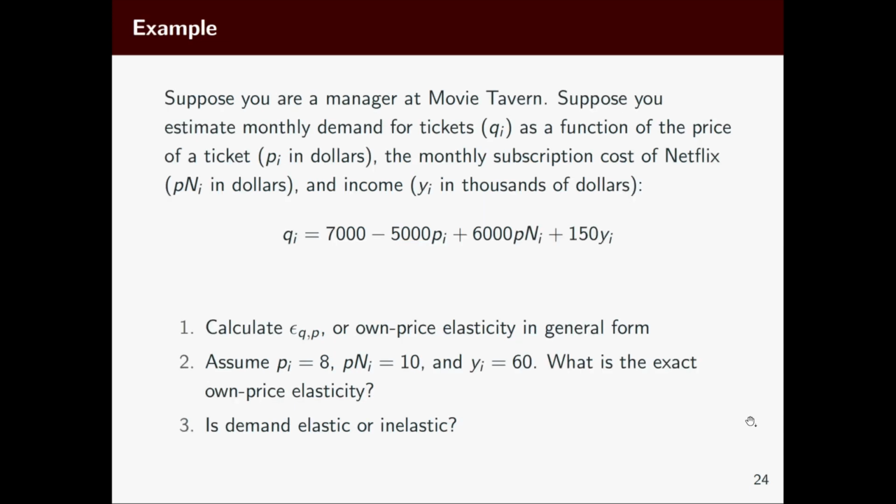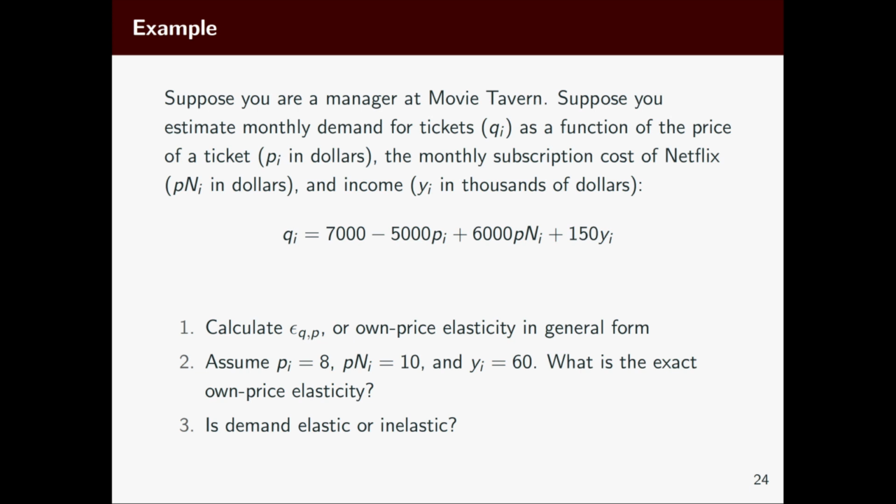Okay. So here's an example. We're actually not going to go through this. You can find the answers to this example in the description below or on eCampus if you're in AgEc 317. But we'll set this up. So suppose that we're a movie manager at Movie Tavern, an awesome movie theater if you're in the Fort Worth area. Suppose that you want to estimate monthly demand for tickets as a function of the price of a ticket and the monthly subscription cost of Netflix and income.